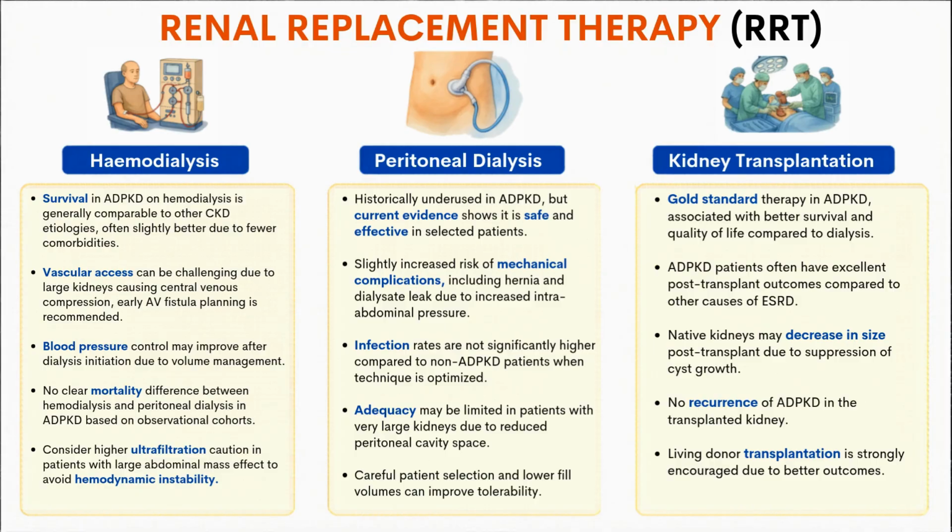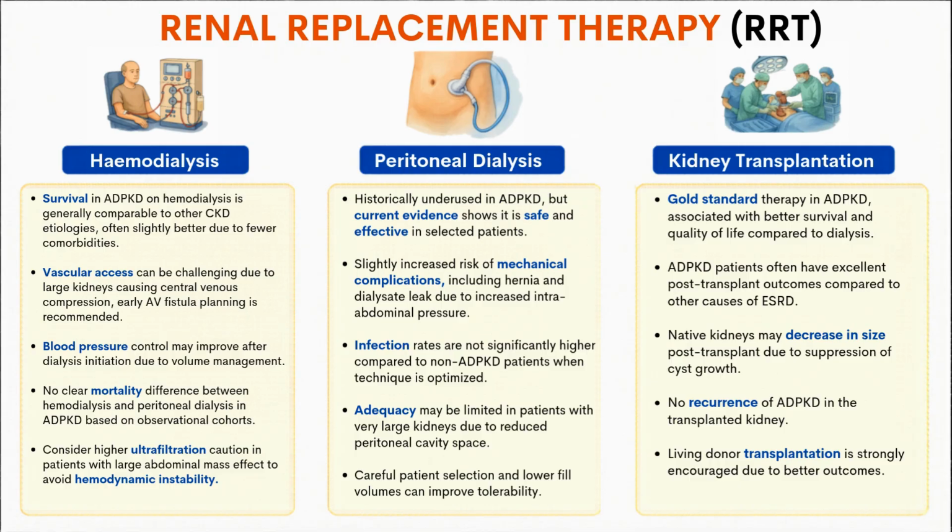Moving to peritoneal dialysis, historically it was underused in ADPKD mainly due to concern about space and complications. But current evidence shows that it is actually safe and effective in carefully selected patients. There is a slightly higher risk of mechanical complications such as hernias and dialysate leaks, which is expected given the increased intra-abdominal pressure. Importantly, infection rates are not significantly higher compared to non-ADPKD patients.